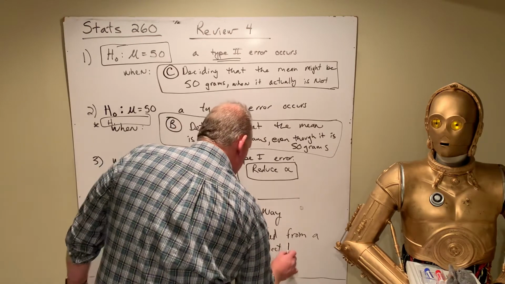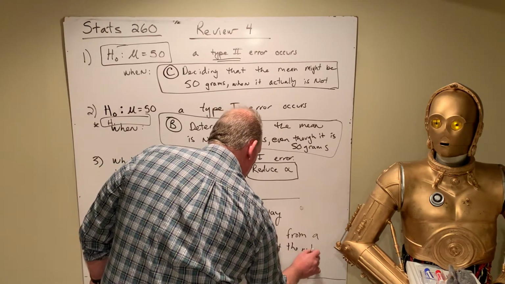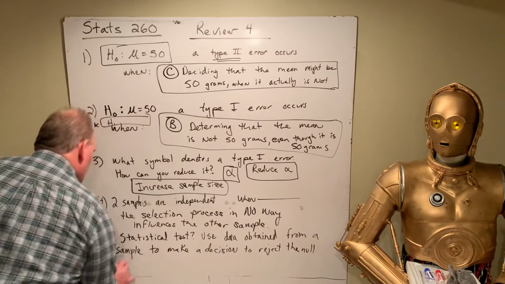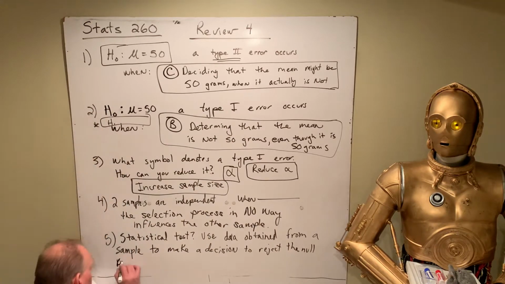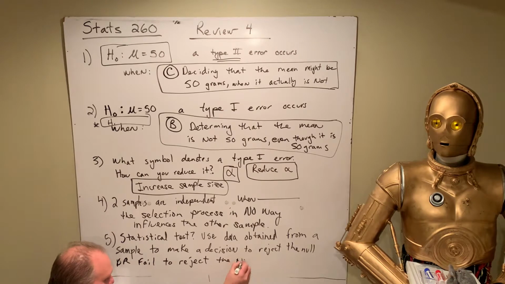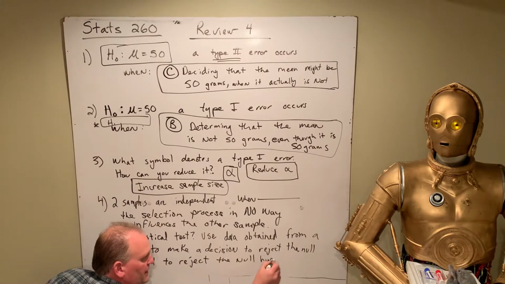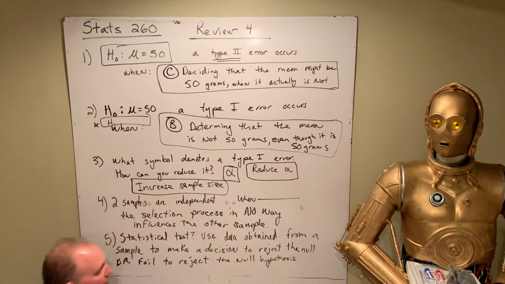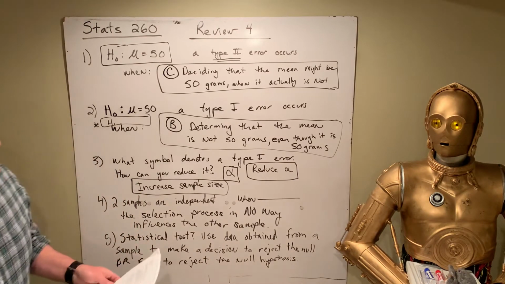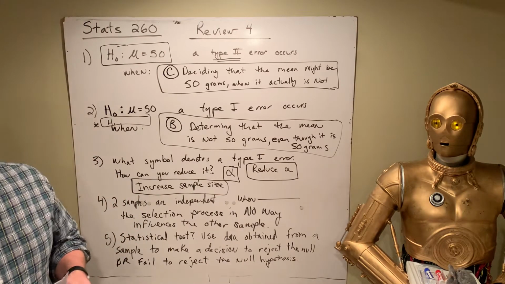the null or fail to reject the null hypothesis, and that is usually then we're making conclusions about the big picture, the population.